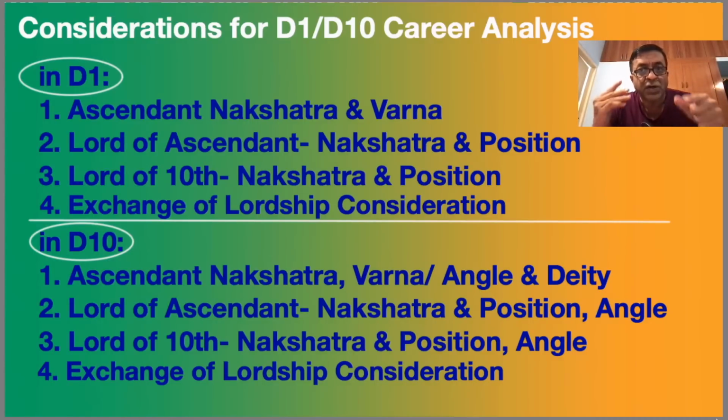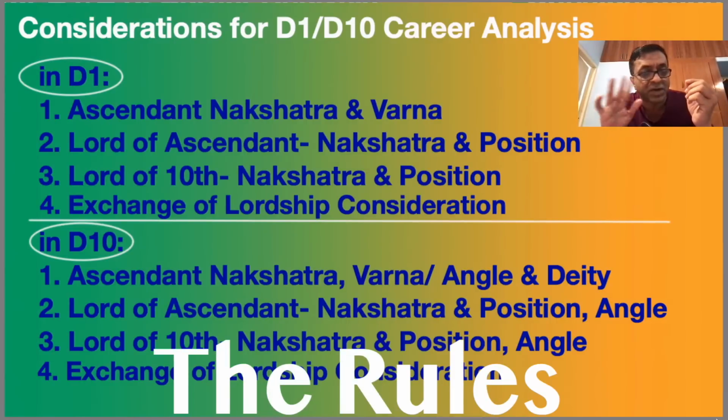So in natal chart or D1 chart, those are the 4 rules. Number 1, ascendant nakshatra and varna of the nakshatra, and we'll do this in the case study, so you will see all of this. Number 2, the lord of the ascendant, the nakshatra and the position thereof. Number 3, lord of the 10th house, that nakshatra and the position of that planet, whatever the planet is. Number 4, exchange of lordship consideration. This is dominant and plays out in many charts as well. Okay, we will see what that means.